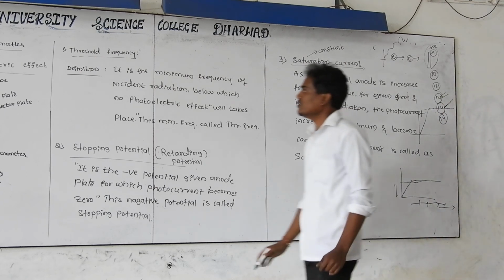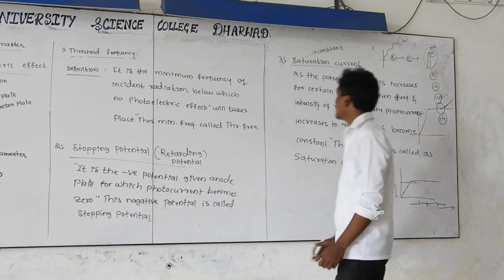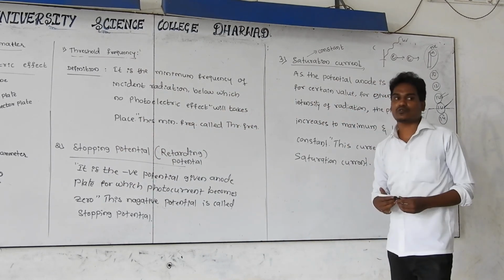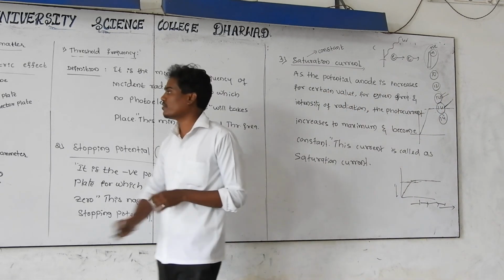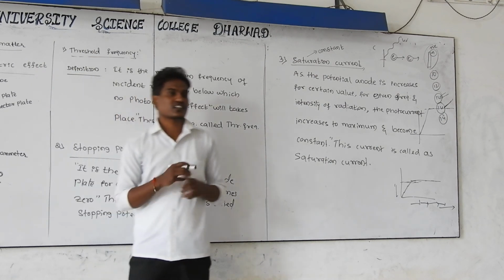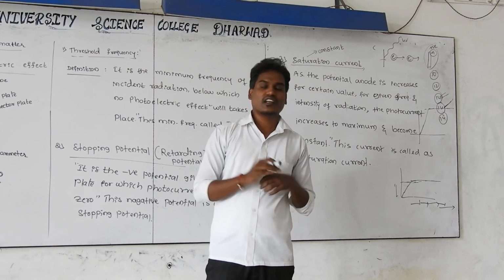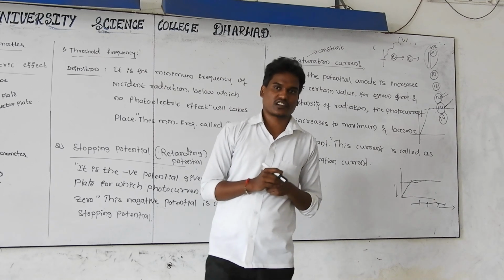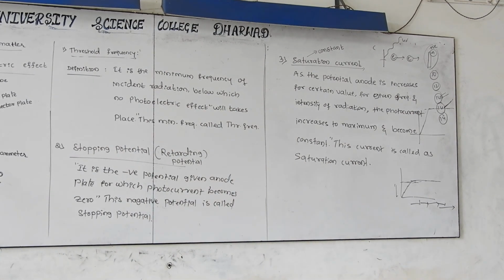Please remember these three: one is the threshold frequency, second is the stopping potential, and third is the saturation current. These three are important terms associated with the photoelectric effect. And the next concept is an experiment called the Hertz-Lenard experiment. We will see that in the next class. Thank you.